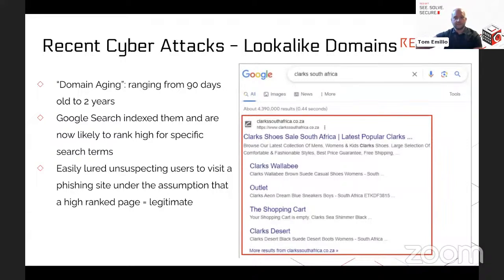And I took this screenshot from the report. This is someone Googling Clark, South Africa. And on the first page of Google, 4 million something hits, but in half a second, you have ClarkSouthAfrica.co.za, right?